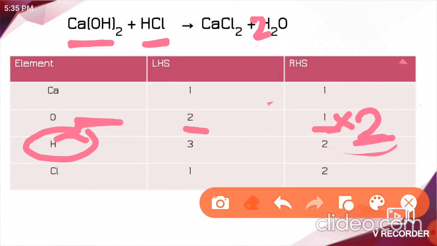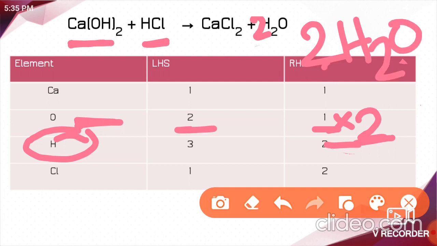Yes. Now check whether the number of oxygen atoms is balanced or not. How many oxygen atoms are there in the reactant side? 2. So after balancing, in the product side also 2. See here, it will become like this now. 2H2O means 2 oxygen atoms are present in the product side also. So the number of oxygen atoms is balanced here. Got it?